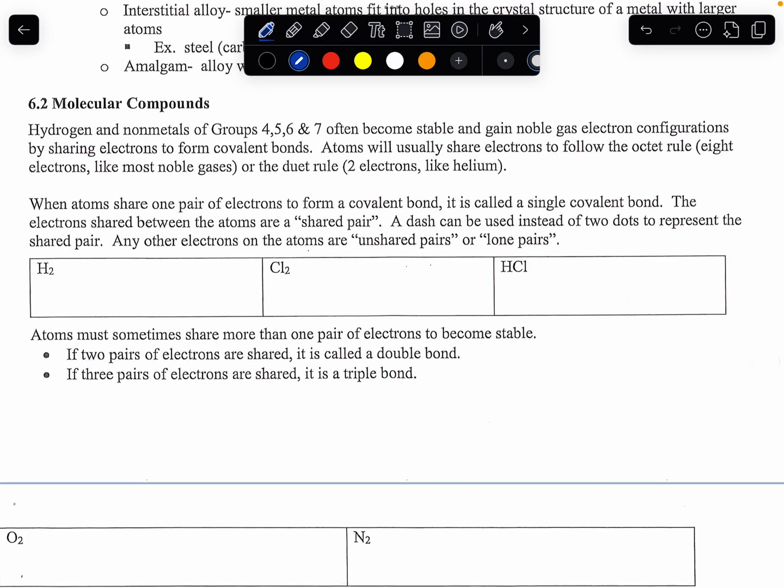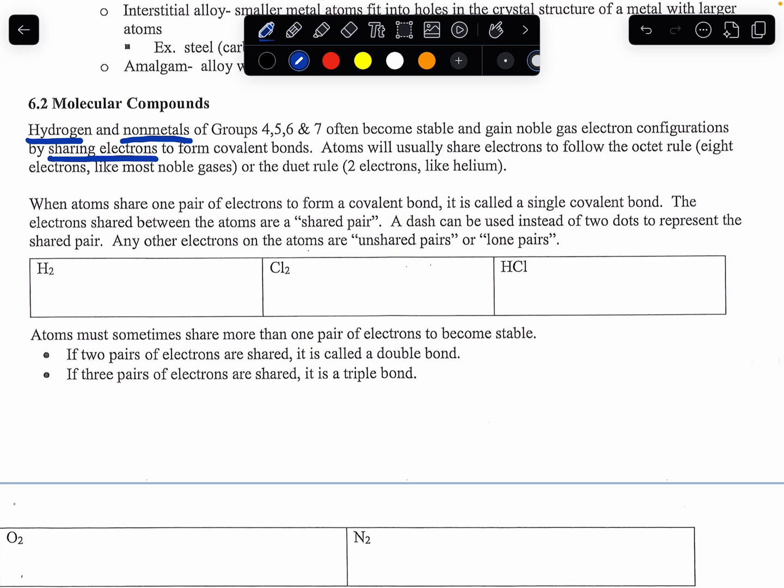Okay, guys, we're going to talk now about molecular compounds. And molecular compounds are hydrogen and any other nonmetal that are in groups 4, 5, 6, and 7. They want to be a noble gas. They want to stabilize and have a full valence shell. And they're going to do that by sharing electrons.